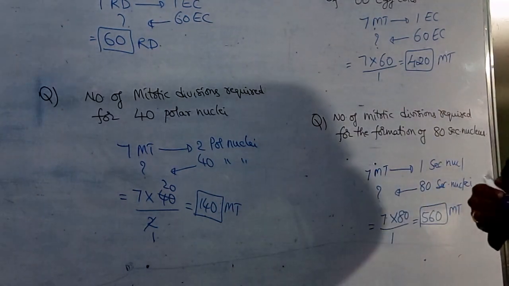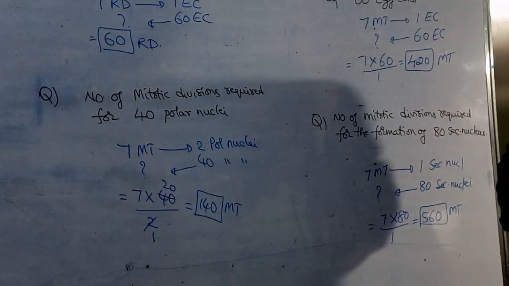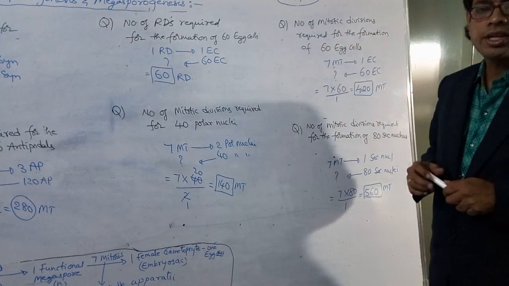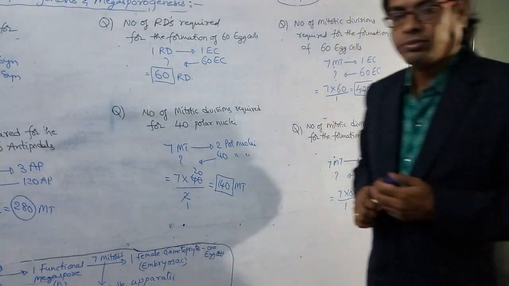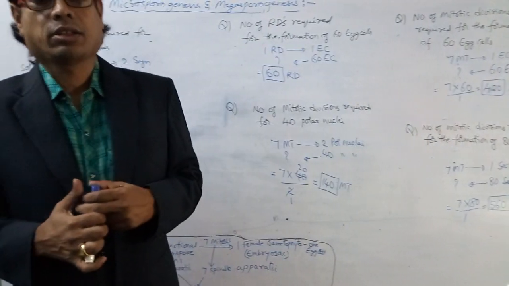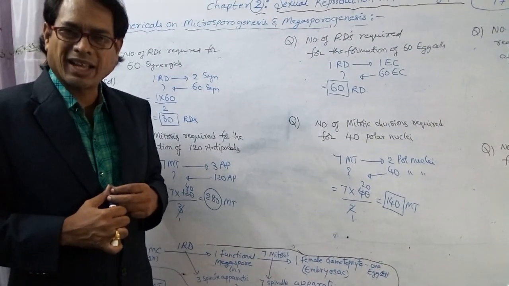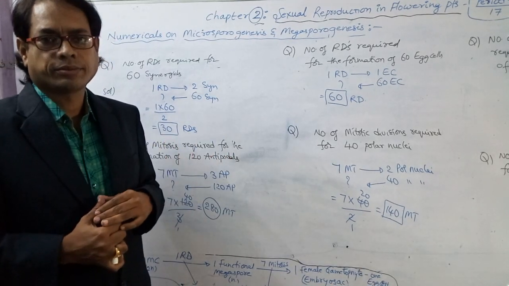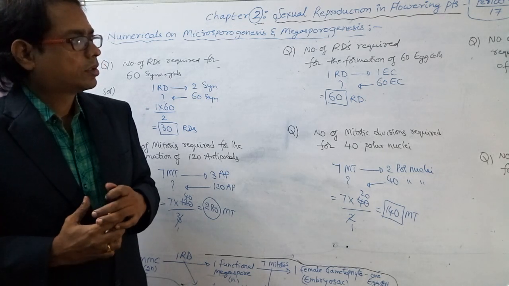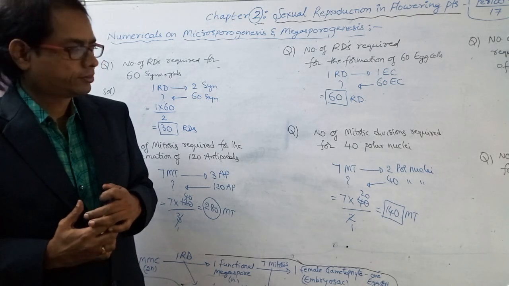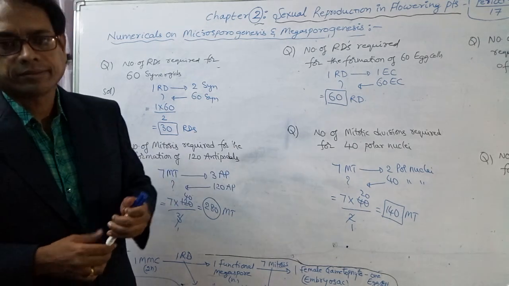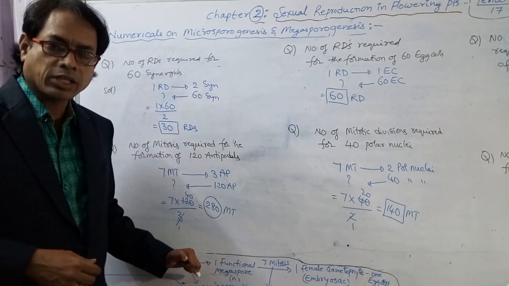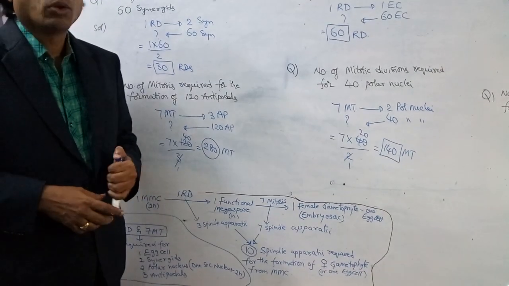mitosis. My dear students, I hope that you are understanding my topics. This is the completion of period 6. These are the numericals on microsporogenesis and megasporogenesis. Try to solve these problems one by one. I hope that you are understanding. Go through the problems once again. You have to be thorough with this concept, the megasporogenesis concept. Okay, thank you very much.